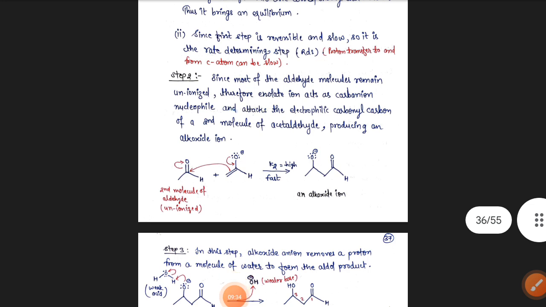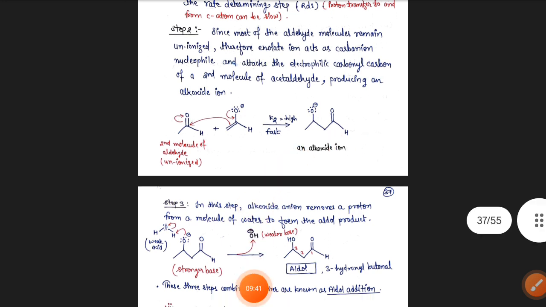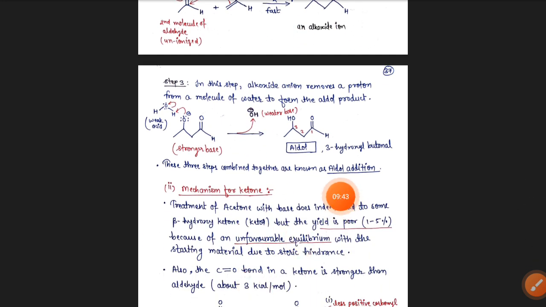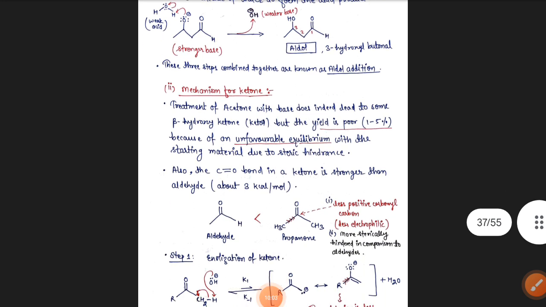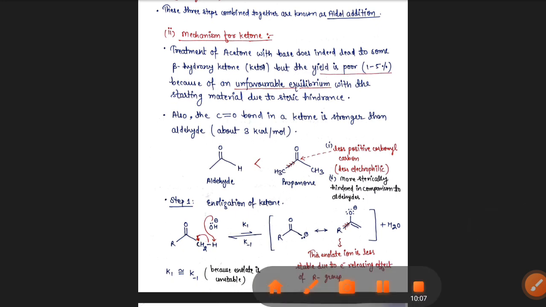So this is the second step, and the alkoxide ion is formed here. Next, in the third step, the alkoxide ion removes a proton from a molecule of water to form the aldol product. So 3-hydroxybutanal is the compound here. These three steps combined are known as aldol addition. So this is the mechanism for ketone as well. In the next class I will discuss this.